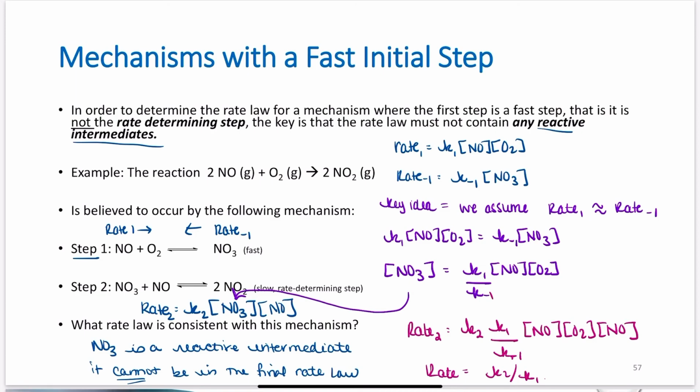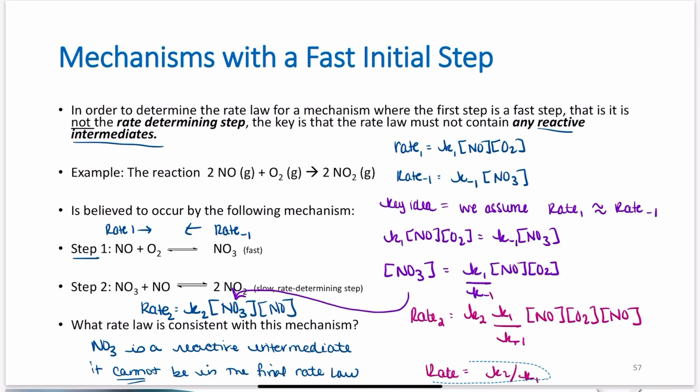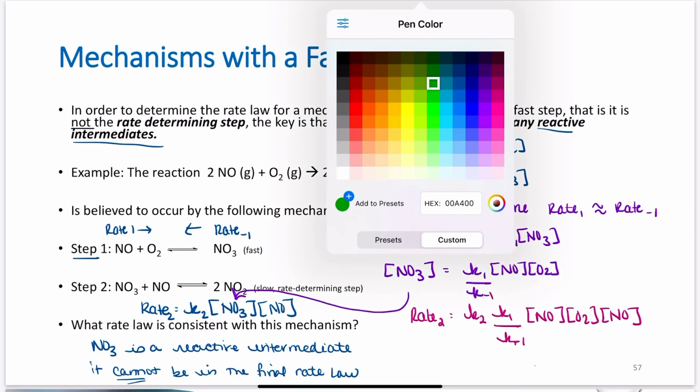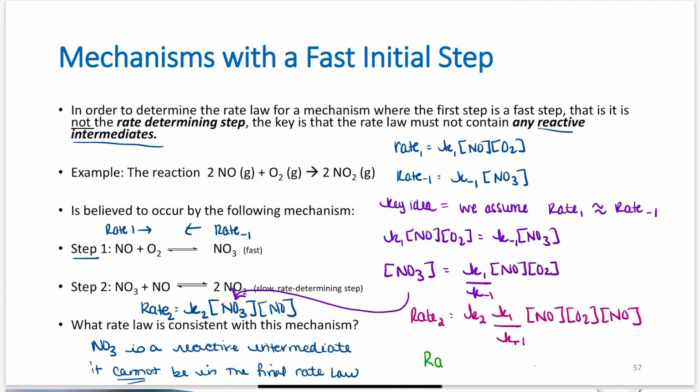Sorry, I'm running out of space, and this is actually a problem. Hold on. Let me move this up so I can actually fit this in here. And I'm going to change the color so you guys can see it a little bit better. Rate 2, I'm going to write k2 k1 divided by k minus 1 times the concentration of NO, quantity squared, times O2. This is a valid rate law for this mechanism.